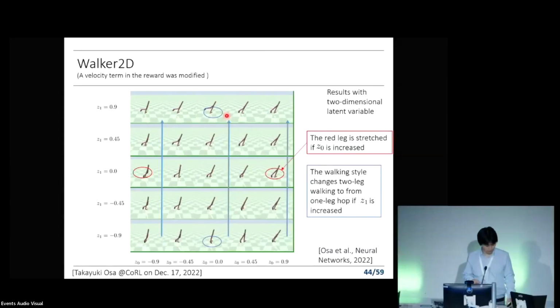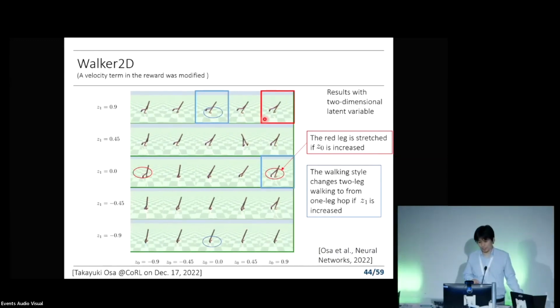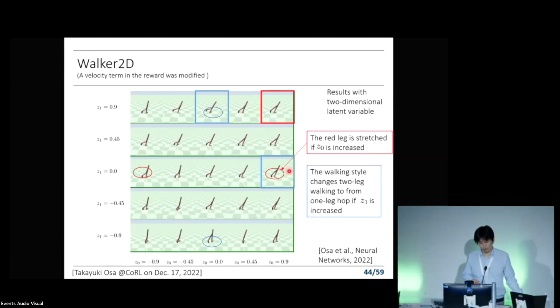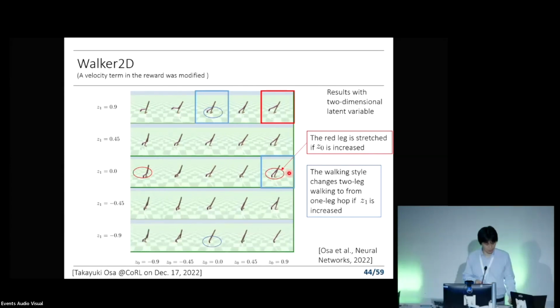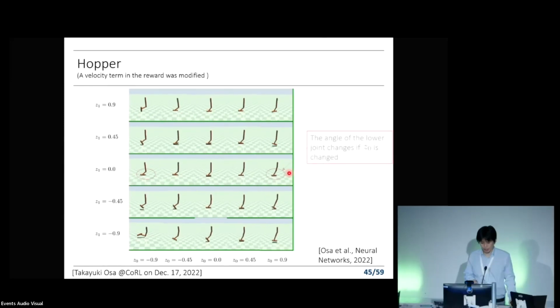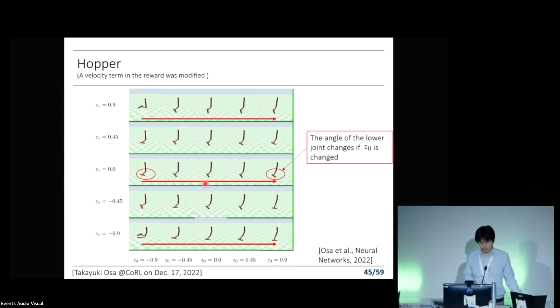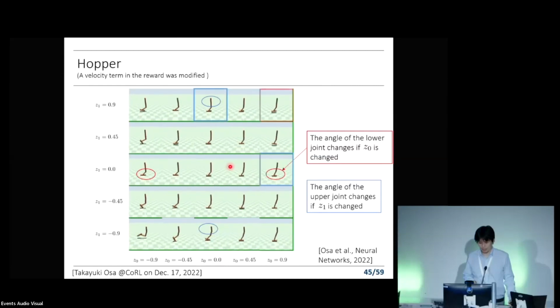with one leg. Okay. Then if you look at these two blue frames and this red frame, the red frame is a kind of mixture of the two blue frames. And this kind of continuous mixture of the behavior is a benefit of learning a continuous latent variable, in my opinion. And we can obtain a similar result on hopper. If we change the latent variable in this direction, we can change the angle of the lower joint continuously. And if we change the latent variable in this direction, we can change the angle of the upper joint continuously. And again, the locomotion in this frame is a kind of mixture of these two frames.